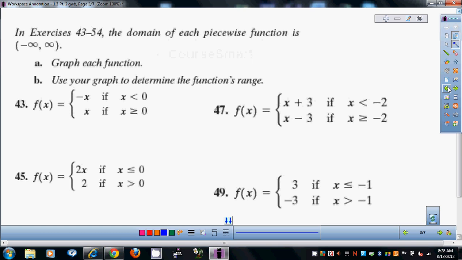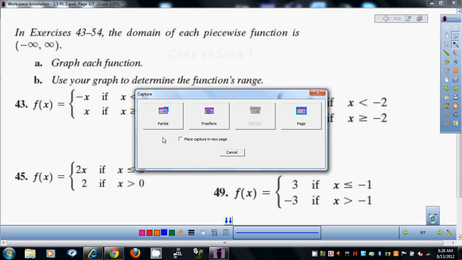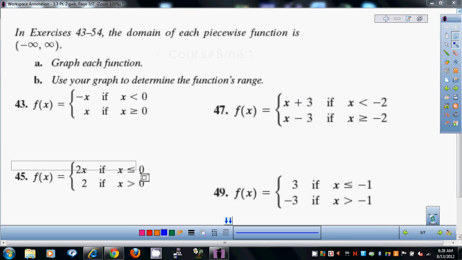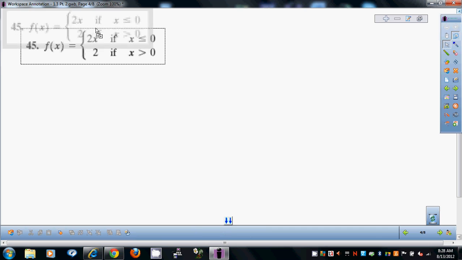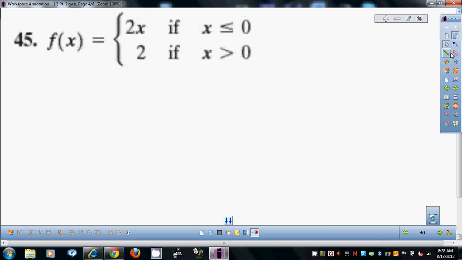$47, $45, $49. Which of those looks troubling? None of them? 45. Okay. Did you say one of them too? Oh, I'm sorry, I didn't hear you. Louder, sir. I'll do that in just a second. 45. Okay, where's our breakpoint? Where does it split? 0.